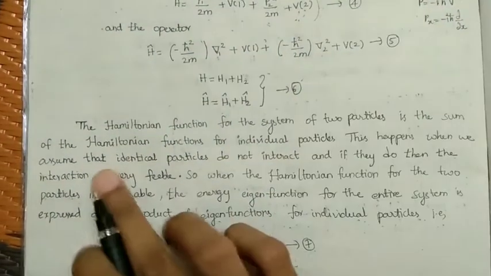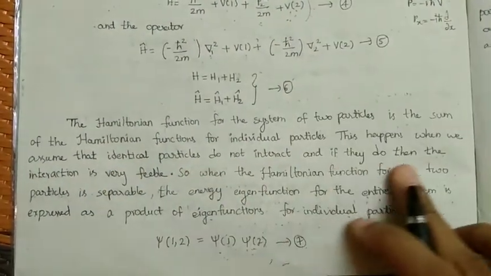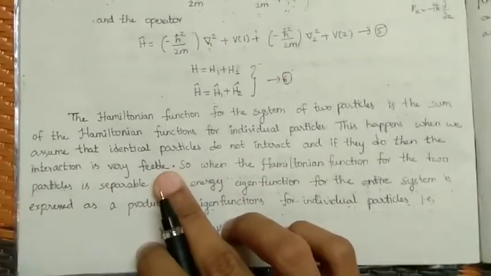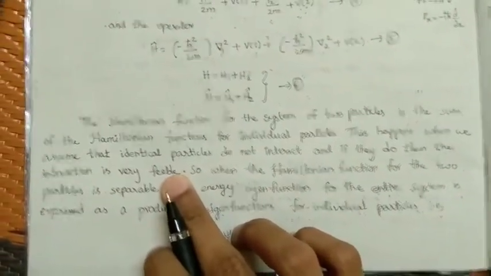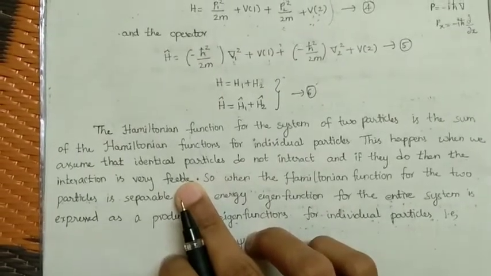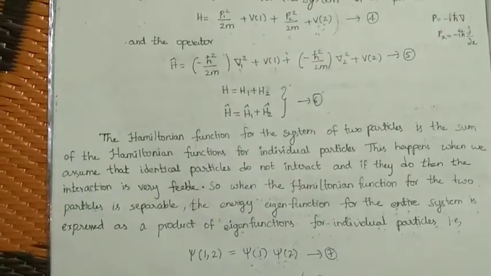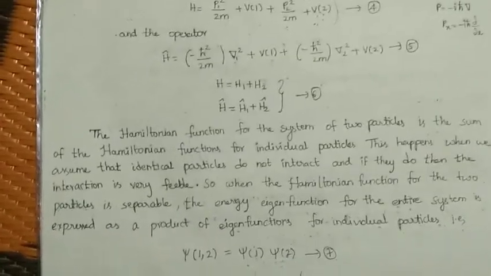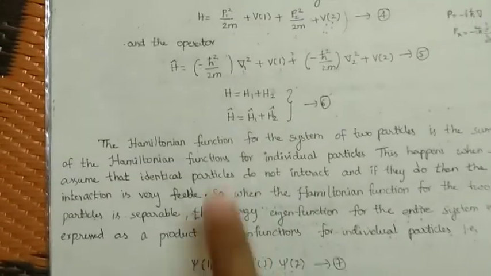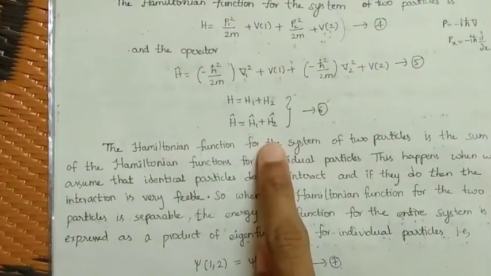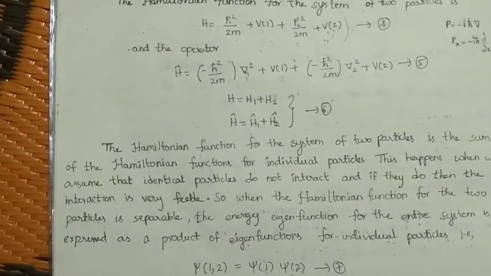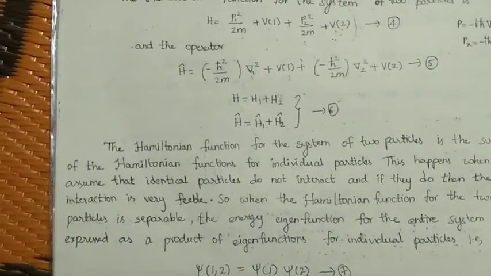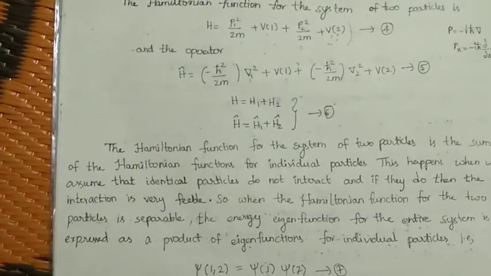This happens when we assume that identical particles do not interact, and if they do, then the interaction is very feeble. So this is the case when we think that the identical particles do not interact. That means the two electrons inside the atom are not interacting with each other. They are independent of each other, not influencing each other. In such a case this is possible. But actually there would be some interaction between the two electrons. The two electrons would repel also. So here we are just neglecting that interaction. If we consider the interaction to be very feeble, in such a case, this is the Hamiltonian.